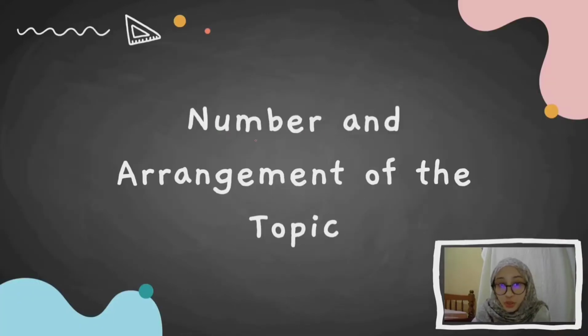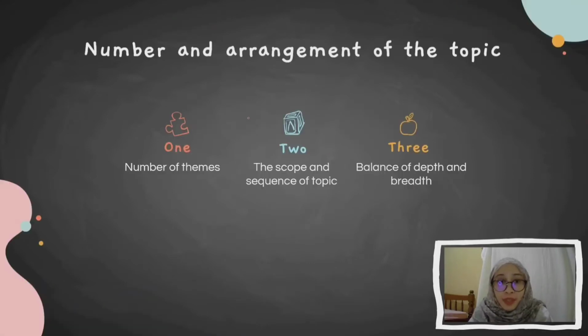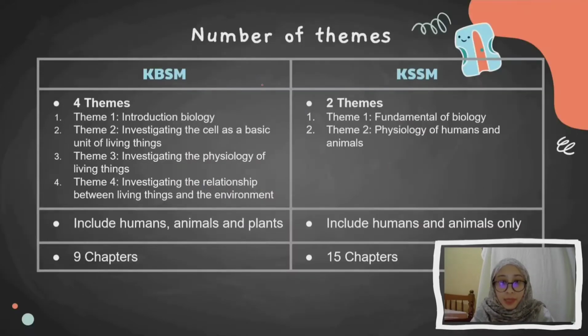Let's move on to the second part of the slide, which is number and arrangement of the topic. Here I already divided it into 3 points, which are number of themes, the scope and sequence of topic, and balance of depth and breadth. Now let's take a look at the number of themes. As I mentioned before, KBSM has 4 themes and KSSM only has 2 themes.